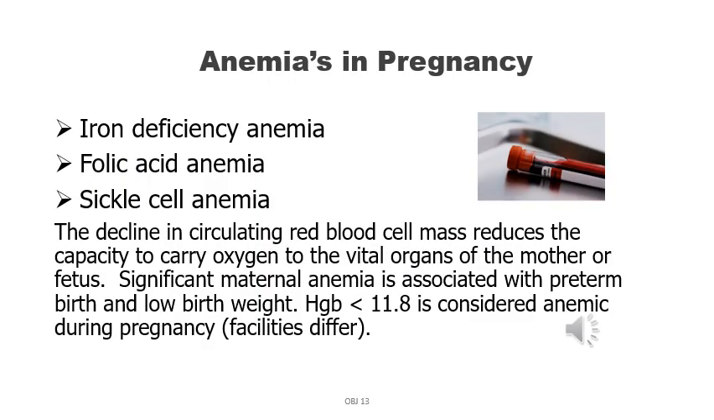So anemias in pregnancy is what we're going to discuss next. So there's iron deficiency anemia, folic acid, and sickle cell anemia. So with anemias, you have the decline in circulating red blood cell mass, which reduces the capacity to carry oxygen to the vital organs of the mother or fetus. Significant maternal anemia is associated with preterm birth and low birth weight. Hemoglobin below 11.8 is considered anemic during pregnancy, and again, all facilities differ on their exact lab values.